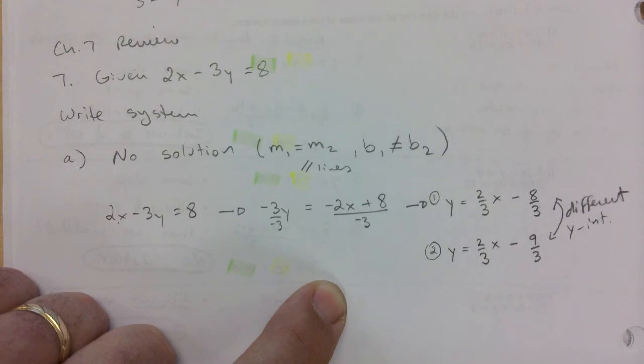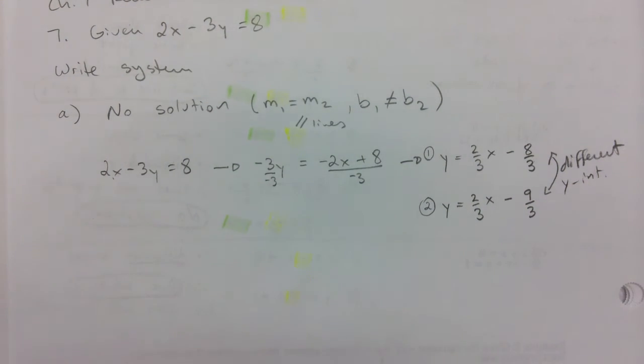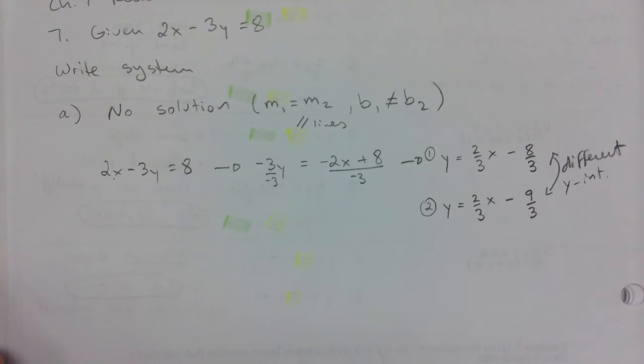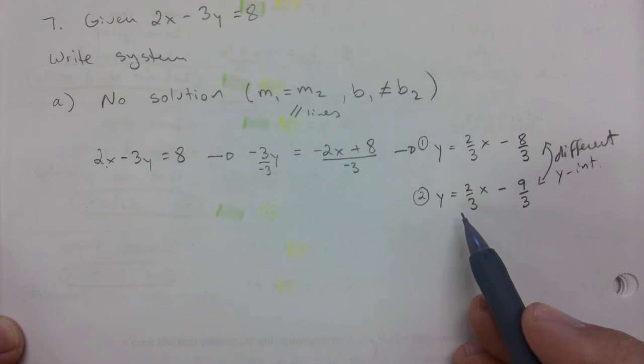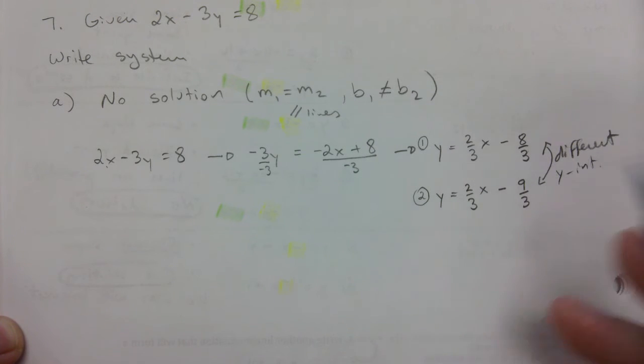Okay, Jan. We're looking over chapter 7 review. We're actually doing question 7, where we write systems, okay? So just go back to the back of your booklet. So there you're done. But let's continue.